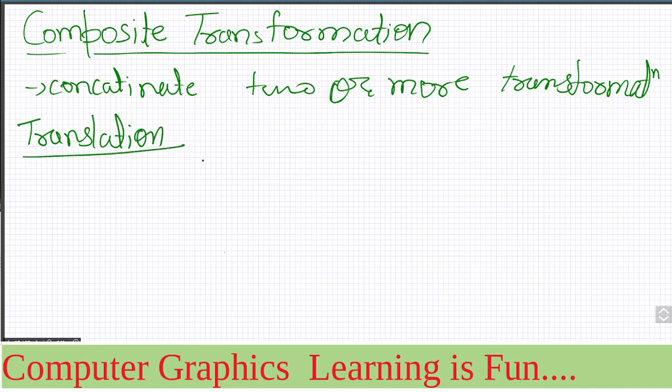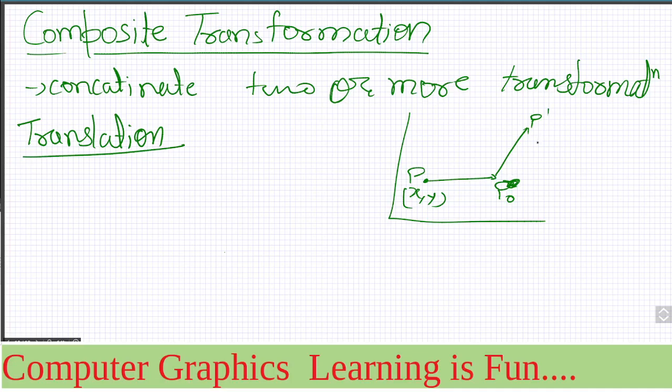First you want to translate this position. This is your original position XY. So you want to translate it firstly to this new position. It was P, this is P naught, and then it is again translated to a new position. We call it P dash. This will have your X dash, Y dash.